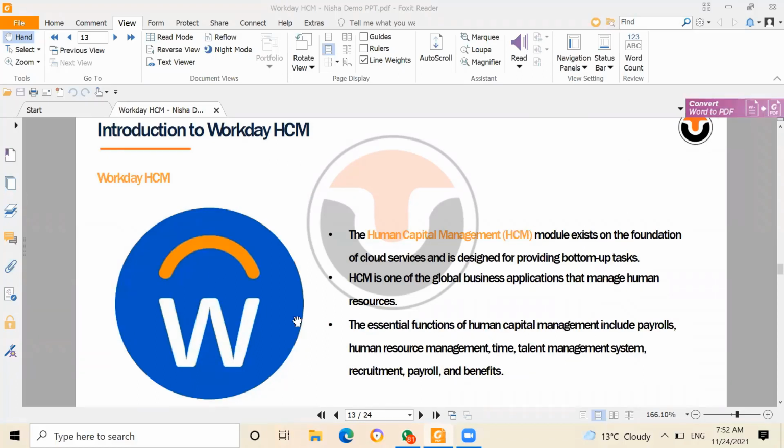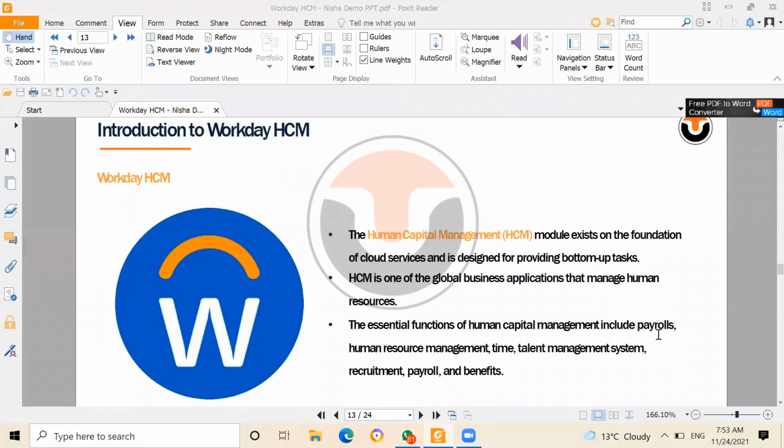Okay. Again, this is the introduction part. The module exists for the foundation of cloud service and providing bottom-up tasks. HCM is, again, theoretical things which I have already included. This is what the last line is: the essential functions of HRM, human capital management. HCM includes payroll. Yes, this is true. Payroll is the main part, and payroll is not alone.